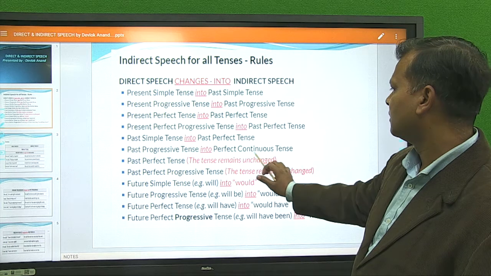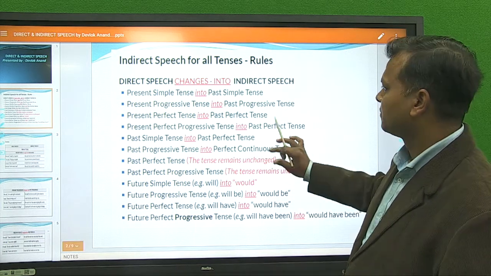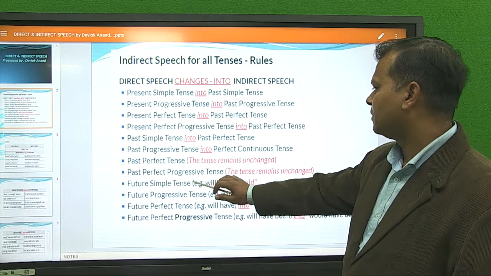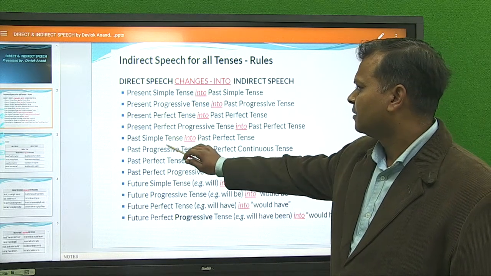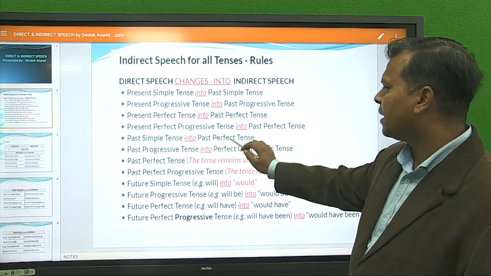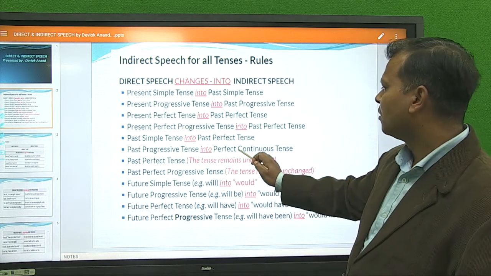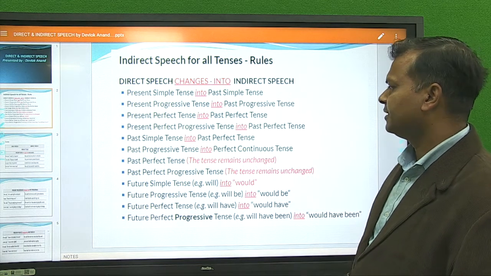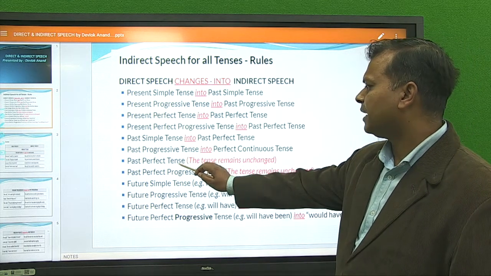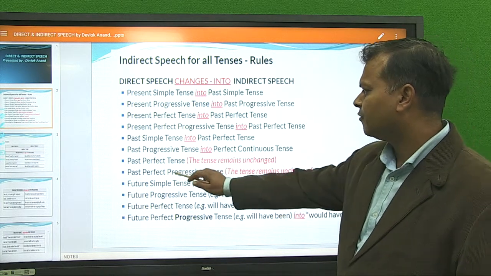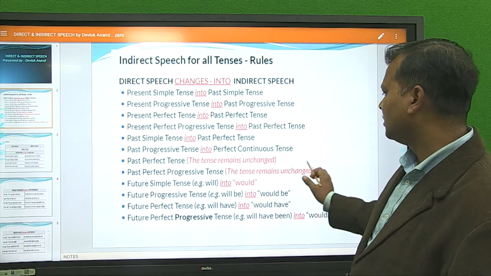Past perfect, yes, let's see next. If it is in simple past tense, it will change into past perfect tense, right? If it is in past progressive tense, it will change into past perfect continuous tense, right? If it is in past perfect tense, it will remain unchanged. Similarly, past perfect progressive will also remain unchanged.